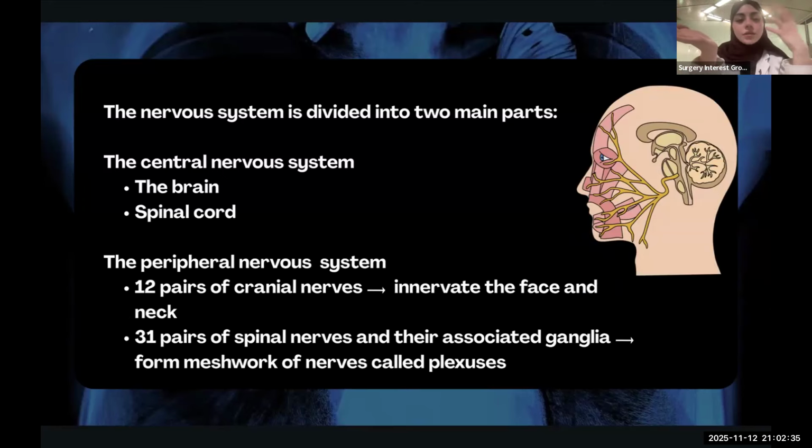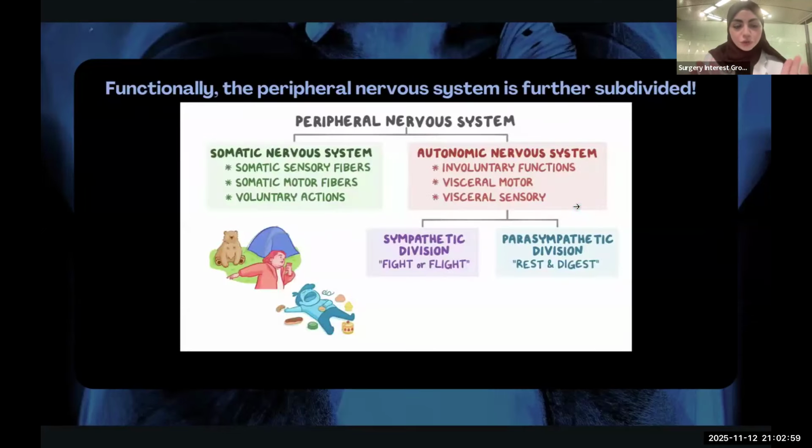And another thing is that they form a meshwork of nerves, and this is what we call a plexus. As you guys move further, actually in renal, you'll be encountering a plexus. It's going to be called the lumbar and sacral plexus. You'll also cover the brachial plexus in MSK, but basically all of these are just meshwork of nerves, and they're formed by the spinal nerves. Now, hope everything is clear so far.